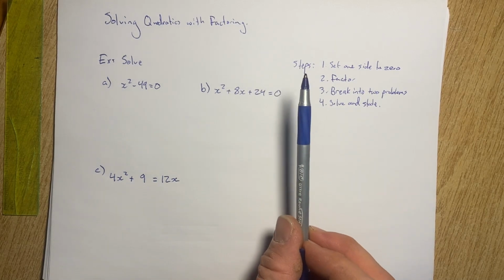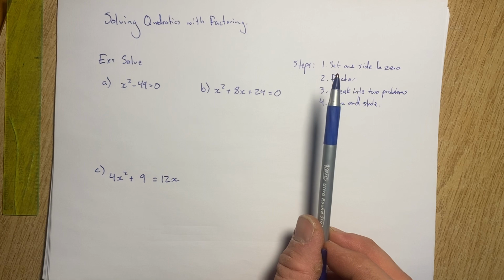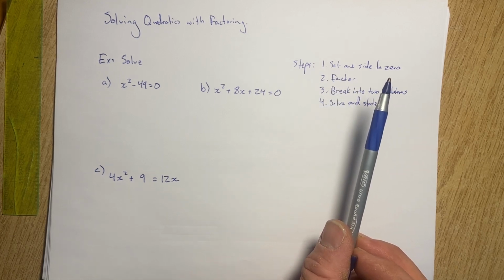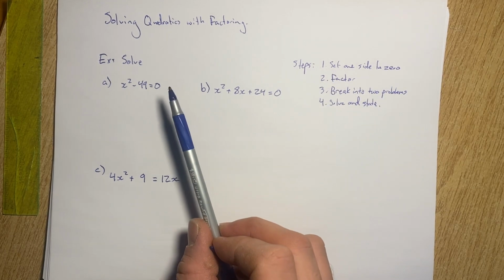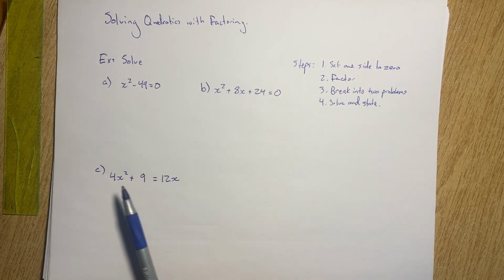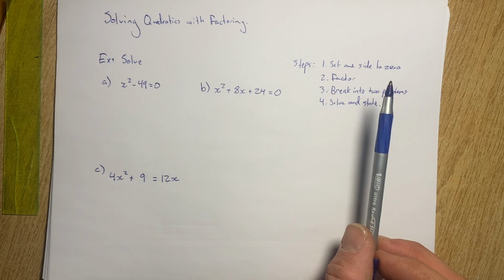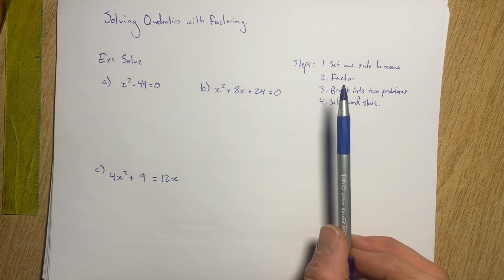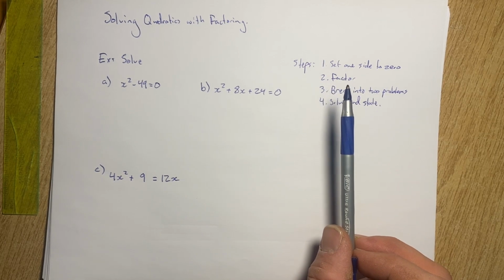Let's recall the steps though. Step 1, set one side equal to 0. Sometimes this will be done for you, like in our first two examples where we have the first side set to 0. In our last example, it's not quite done just yet. Step 2, we have to factor. This is the type of algebra that we'll be reviewing as we go through solving these.